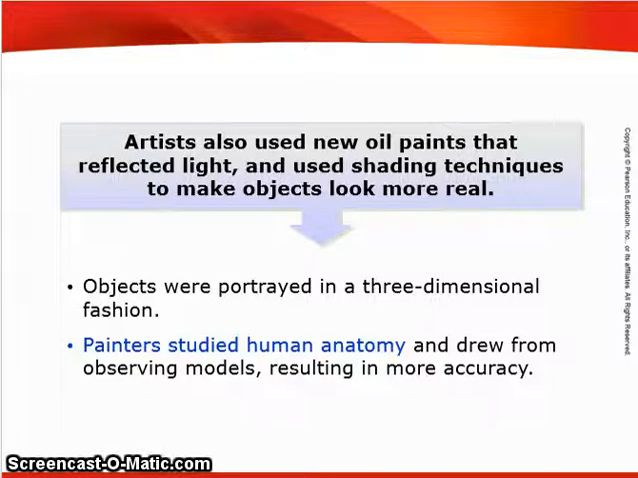When last we met, we were talking about how painters studied human anatomy and drew more from observing models, resulting in more accuracy. We also talked about perspective.